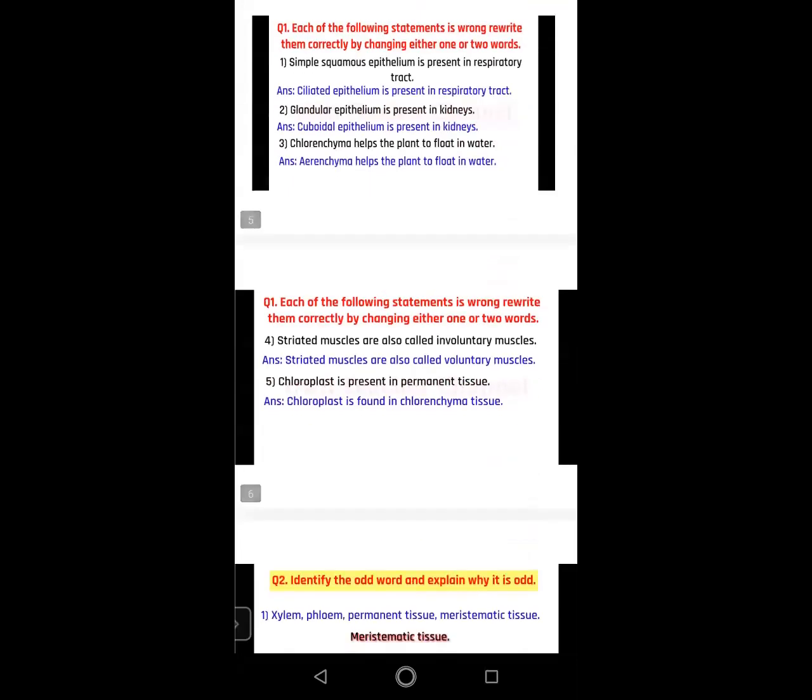Striated muscles are also called involuntary muscles. Striated muscles are not called involuntary muscles. They are the voluntary muscles. These are opposite words. Voluntary is the opposite of involuntary, and involuntary is the opposite of voluntary. Chloroplast is present in permanent tissues. Chloroplast is found in chlorenchyma tissues. Permanent tissues is wrong.